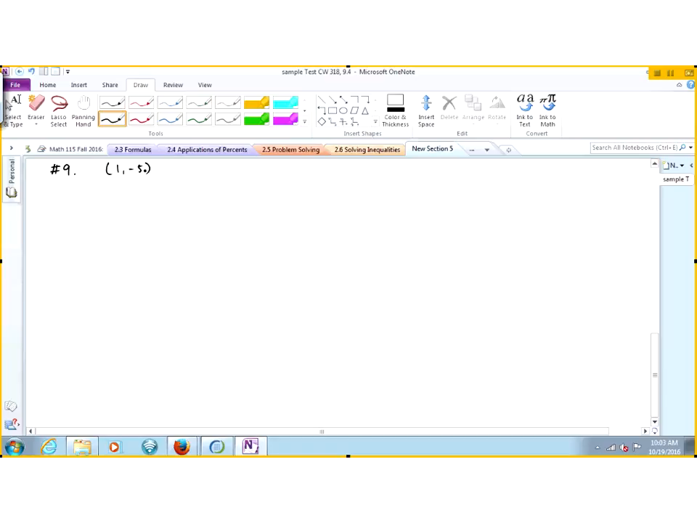So let me do this and then I'll announce it to you. Okay, so basically this is 1 comma negative 5, and then it says write the equation of the line that passes through 1 comma negative 5, parallel to y is equal to 2x minus 7. All right, so how do we do it?